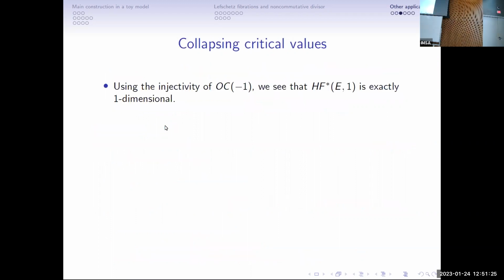And then using the compatibility of the open-closed map and comparing the ranks, we know that this guy is exactly one-dimensional, and the Hochschild cohomology is also exactly one-dimensional. So the symmetry there is not so precise. It should be that the Hochschild cohomology is one-dimensional, because the Floer cohomology will need to use the open-closed map.